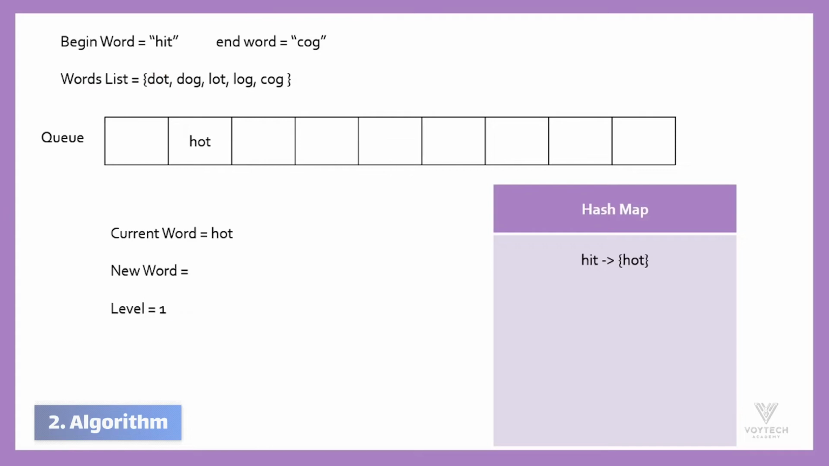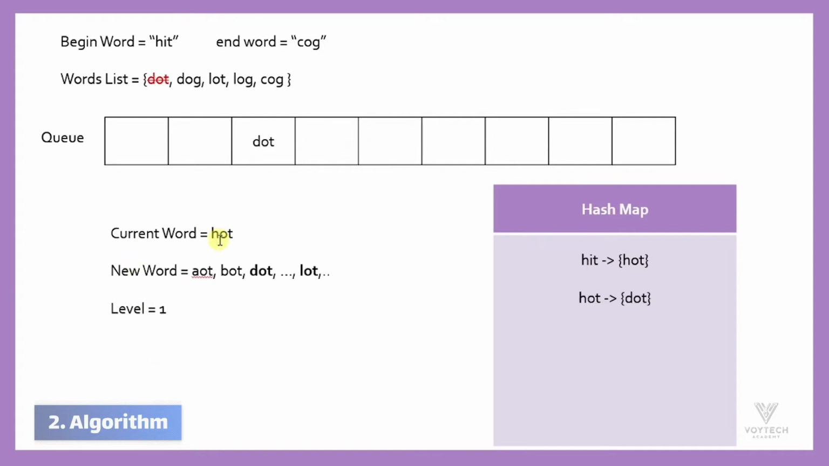So here, because the first level only contains the source node, our begin word, we're going to move on to the next level, and we're going to eliminate hit. So here we move on to the next element, which is hot, the current element. And we're going to repeat the same algorithm here.